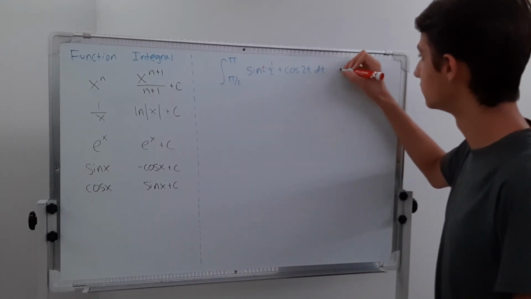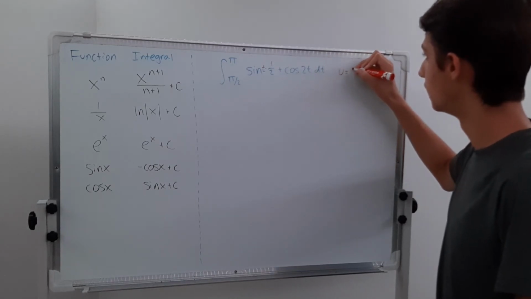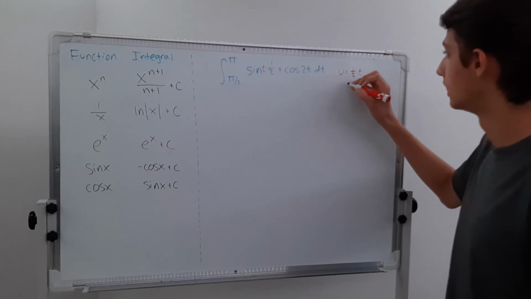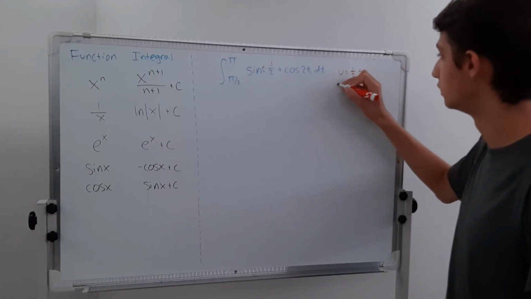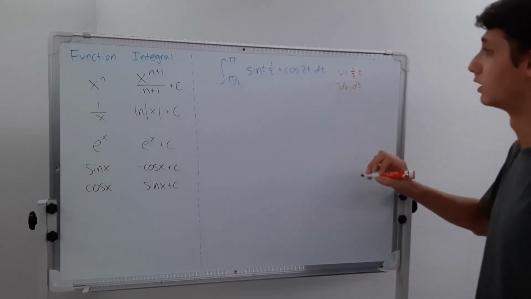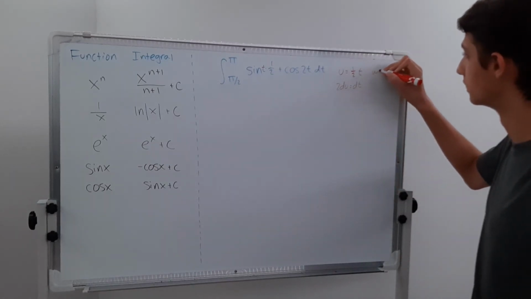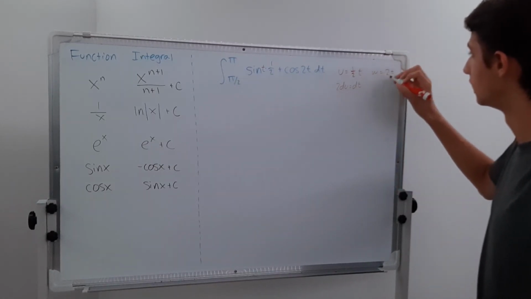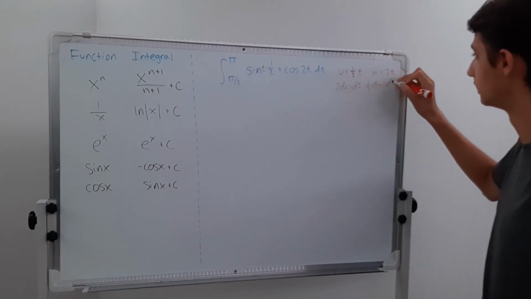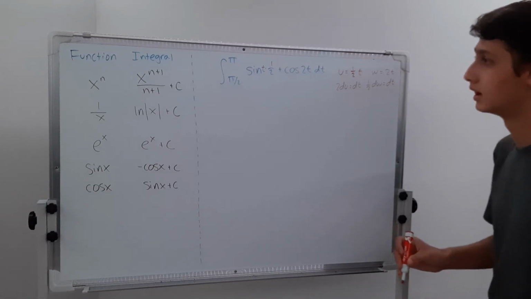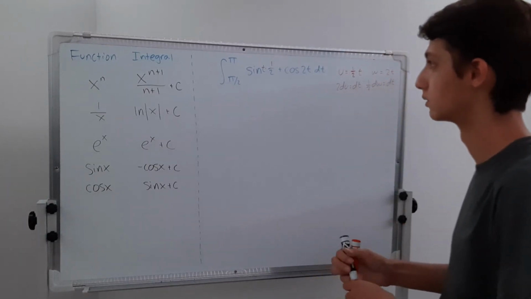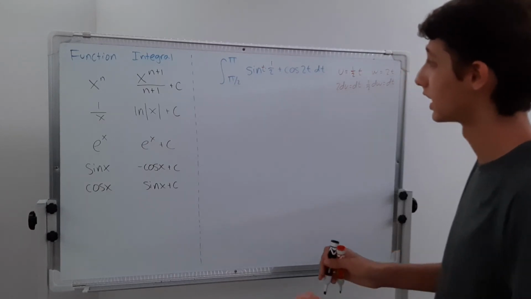So if we set u equal to 1/2 t, then our du is just going to be, 2 du is equal to dt. And if our w is 2t, then our dw, so we have 1/2 dw equals dt. Okay, so that allows us to substitute things in. So now we can actually split them up.